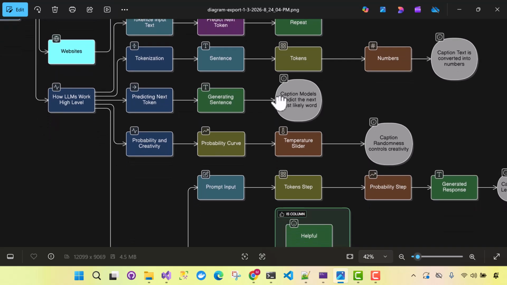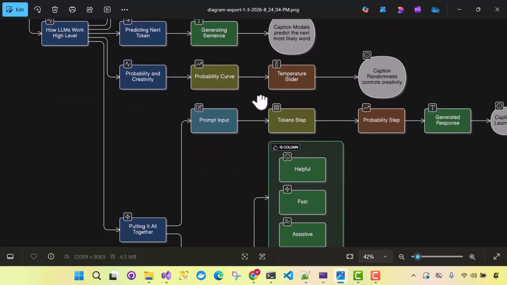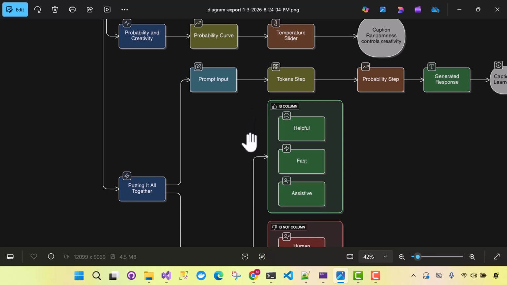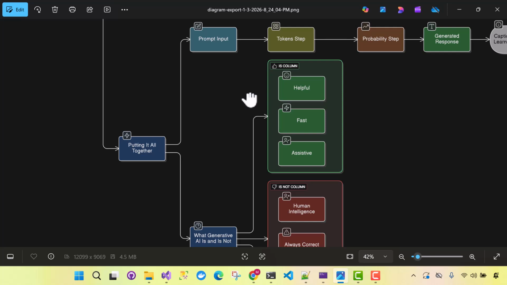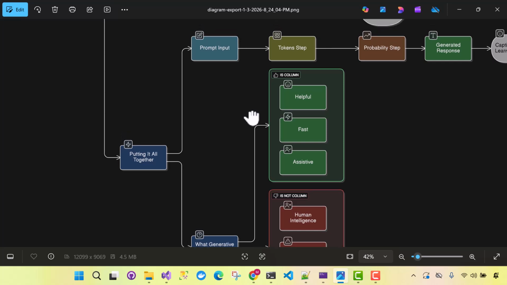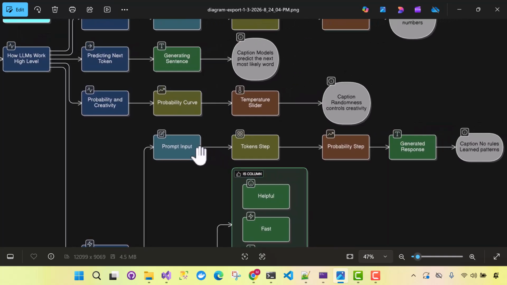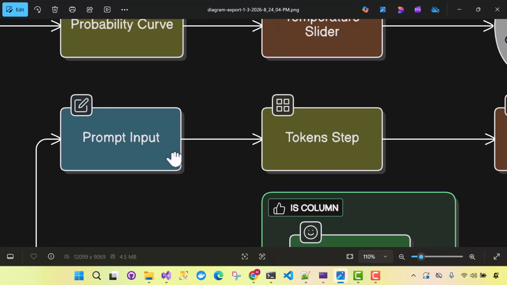The model doesn't always pick the most likely token. Instead, it selects from a probability distribution of possible next tokens. A small amount of randomness is added to simulate creativity. This randomness is controlled by a parameter called temperature. Higher temperature, more creative. Lower temperature, more predictable.